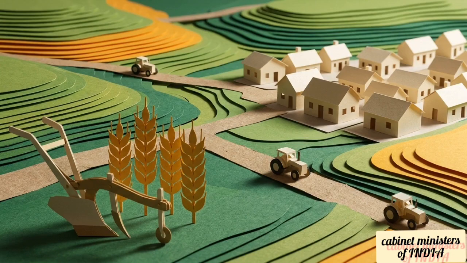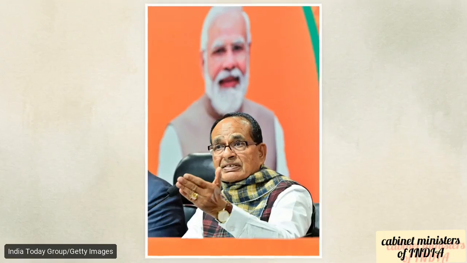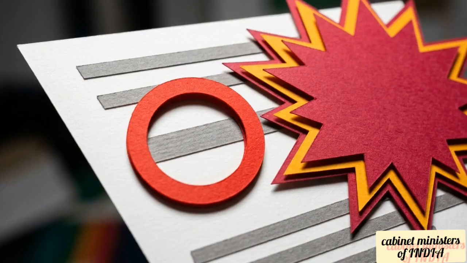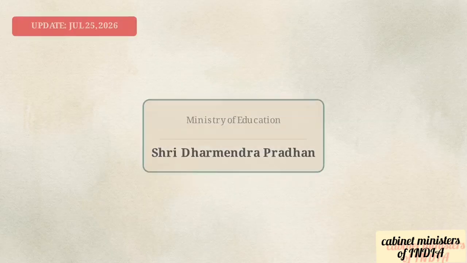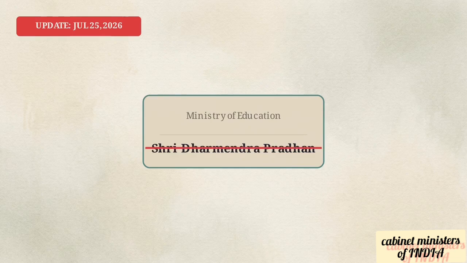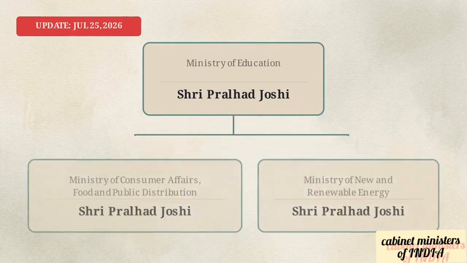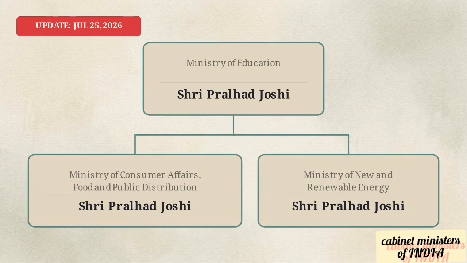We move now to the cabinet ministers overseeing domestic welfare and rural development. Shivraj Singh Chauhan manages portfolios in agriculture, farmers' welfare, and rural development. Alongside him, J.P. Nadda controls health, family welfare, and chemicals and fertilizers. If you are an exam candidate relying on the initial election day lists, please take note of this critical update. Dharmendra Pradhan has resigned from the Ministry of Education. Prahlad Joshi now holds the Ministry of Education, in addition to his roles in consumer affairs and renewable energy.